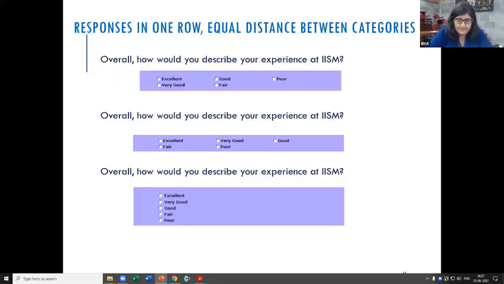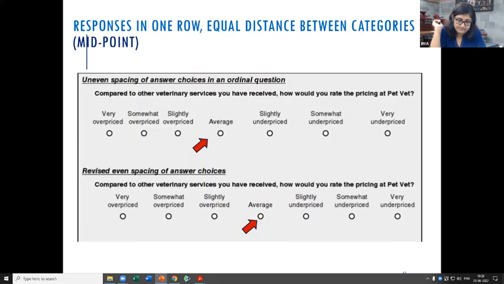Now, in this case, overall, how would you describe your experiences at IISM? We read from left to right or right to left, depending on what language we are reading, which is true in the first case. But again, you have to go back to the second line and read it. In the second case, it's moving zigzag: excellent, very good, good, fair, poor. In this case, it's going like this. A good way to do it is to arrange it in the third way. It's much easier to read and understand.